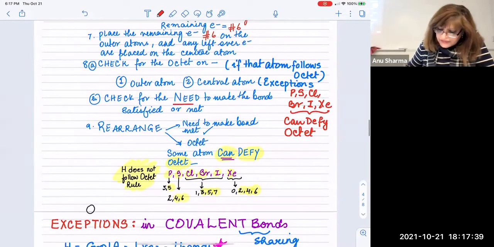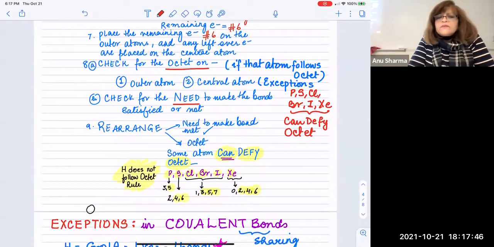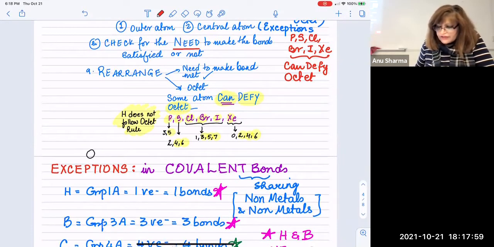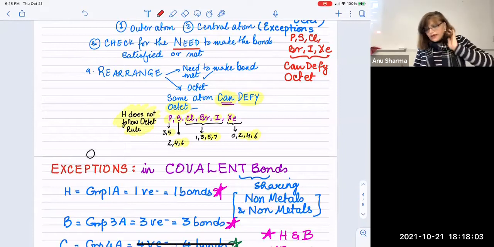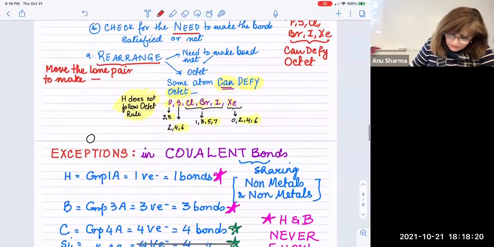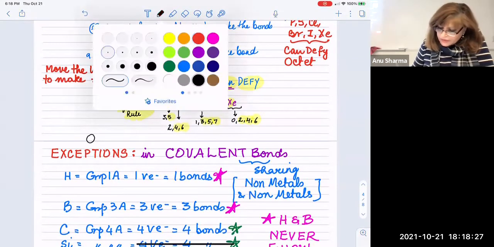Next, you see if the need to make the bond is satisfied or not. Octet is one thing, and if it is met, that's good. But you also have to see whether the atoms are happy. They want to make bonds. If that need is not satisfied, then you do the rearrangement. Rearrangement means that in order to make a bond, you still have to get to the octet, so you create a double bond by moving a lone pair. Okay, got it? All right, let's do it now.